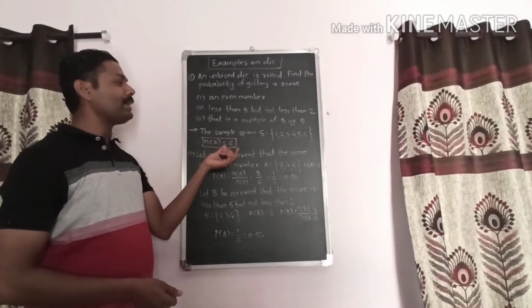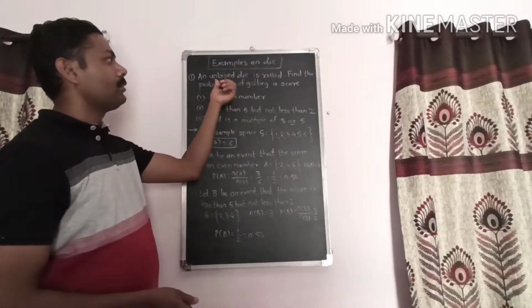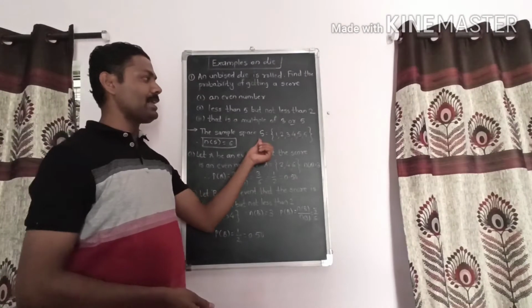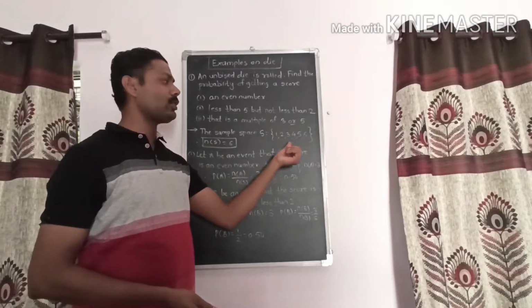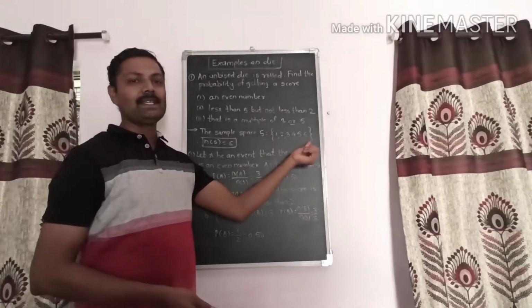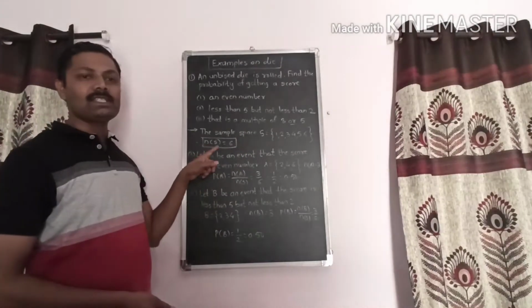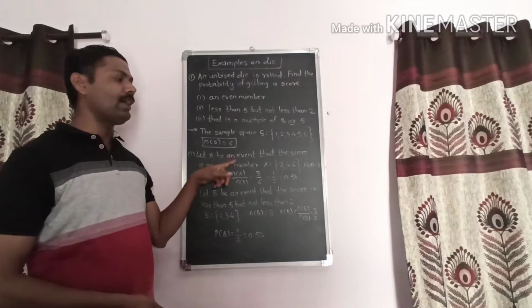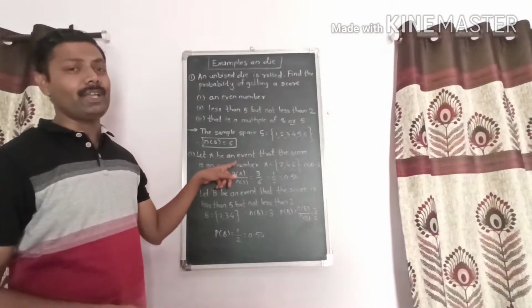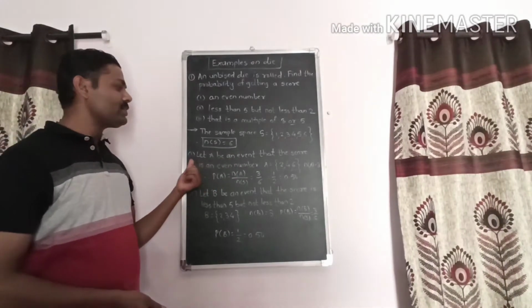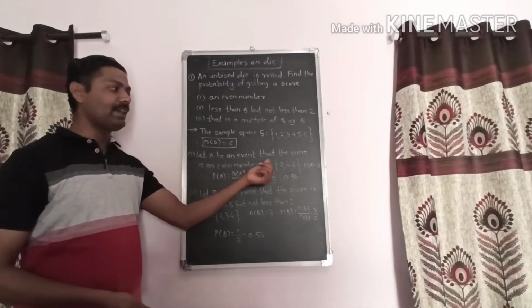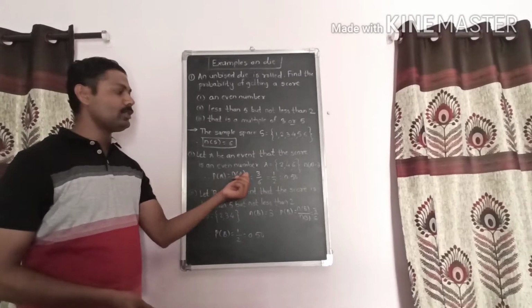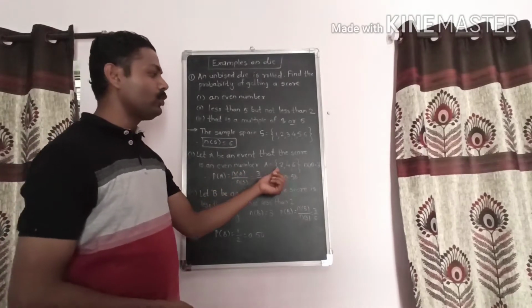The random experiment is rolling a die. There is only one die. So sample space S is equal to the possible outcomes 1, 2, 3, 4, 5, 6. So we have n of S is 6. Now we require to find the value of n of A. That's why consider A be an event that the score is an even number. So A is equal to 2, 4, 6.